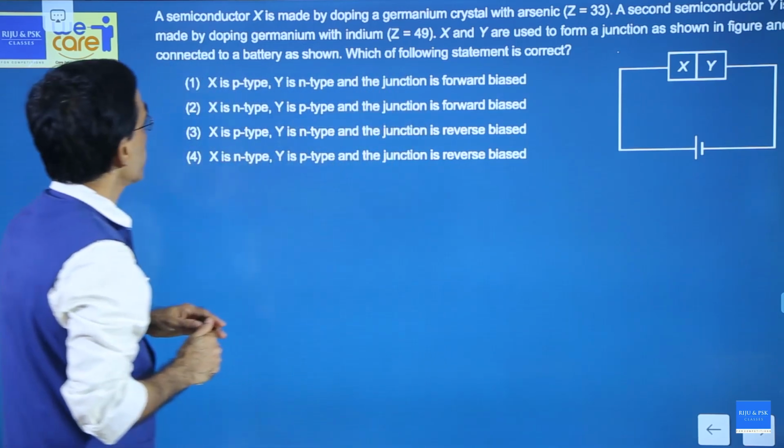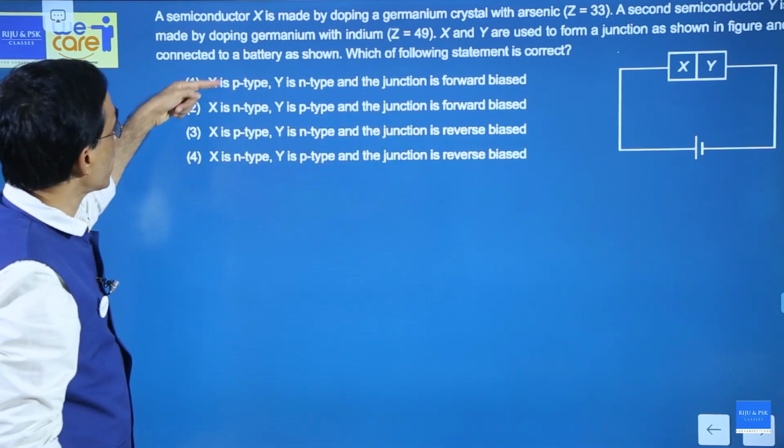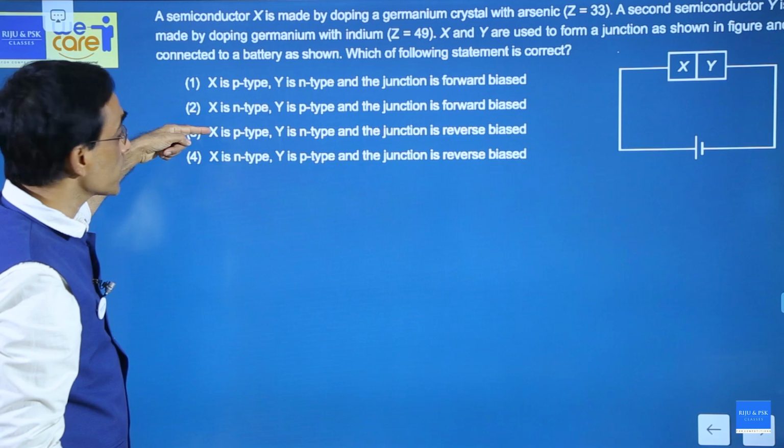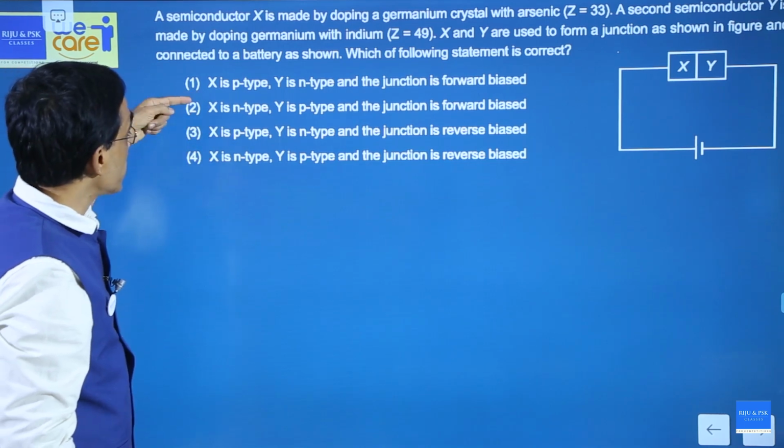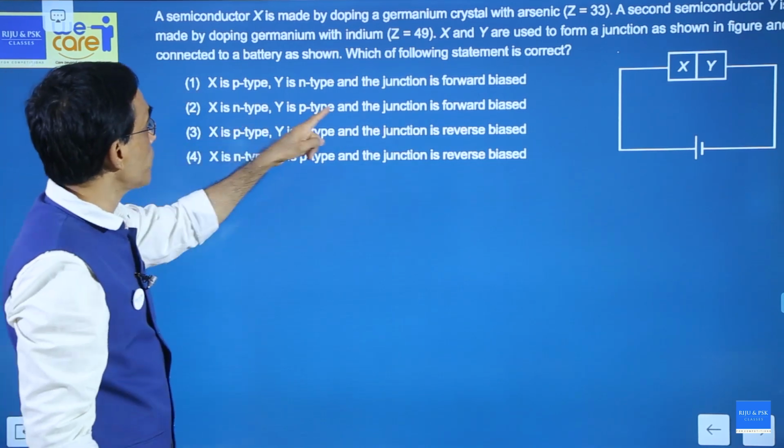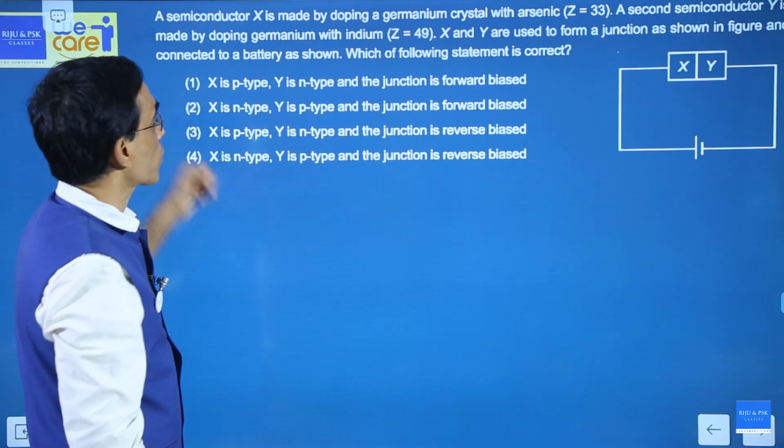That is the option that you want. X is P-type, not correct. X is N-type, it is correct. X is P-type, wrong. X is N-type. So it's either 2 or 4. Now Y is P-type, so it's either 2 or 4.